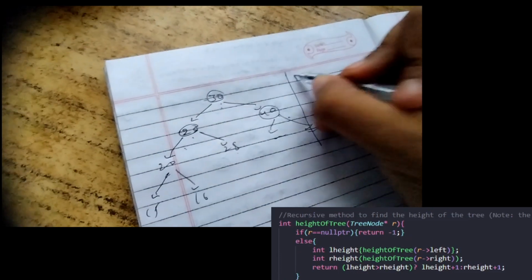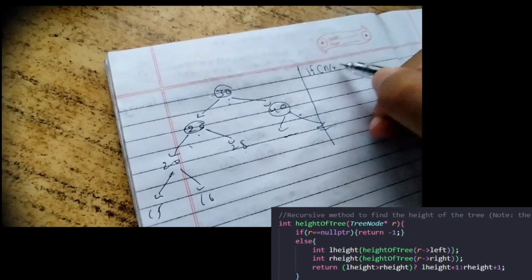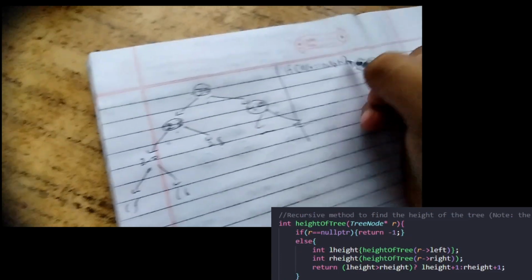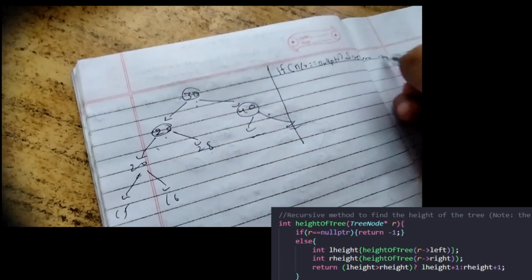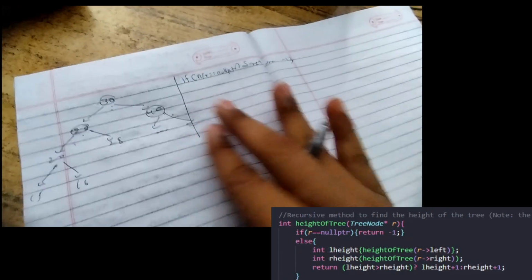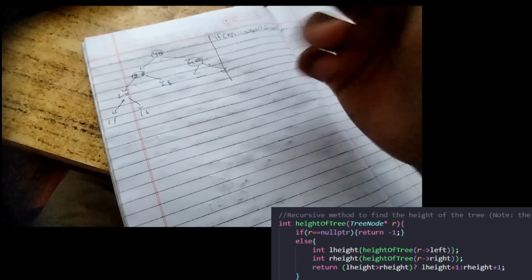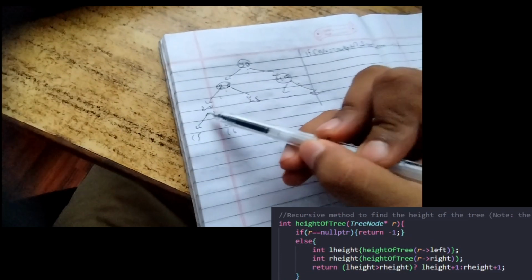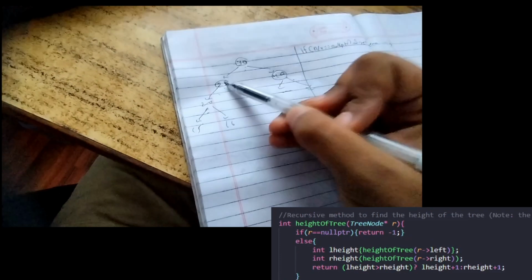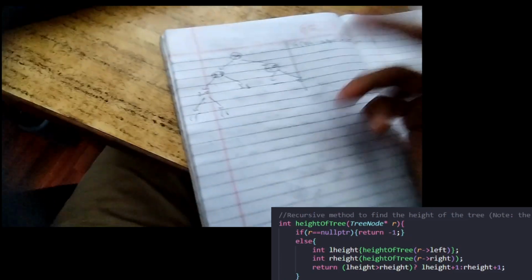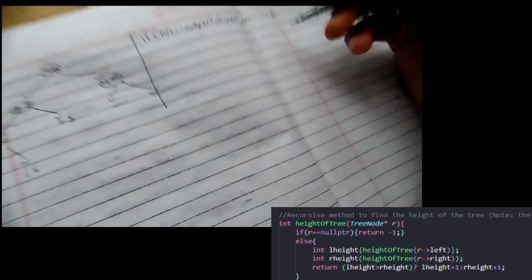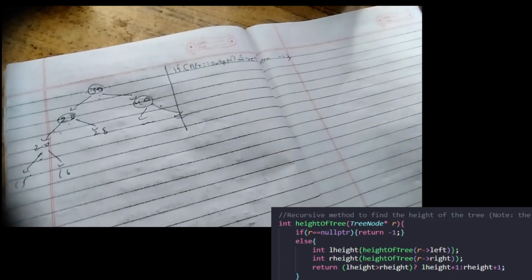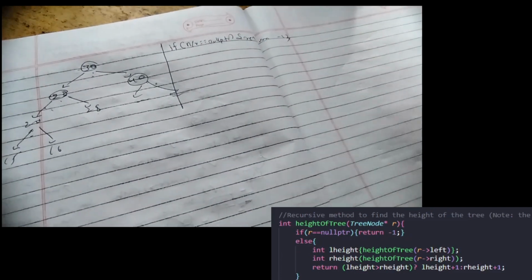The code says if the node is a null pointer, then you return -1. By the way, this -1 can also be 0. It depends on whatever you want to name it, because some people say the height is 1, 2, 3, 4, but some people say 1, 2, 3, but actually the height is 3. So I think -1 is a better way to approach this question. But at the end of the day, it's just an algorithm. It's just a number, so it's not a big thing.